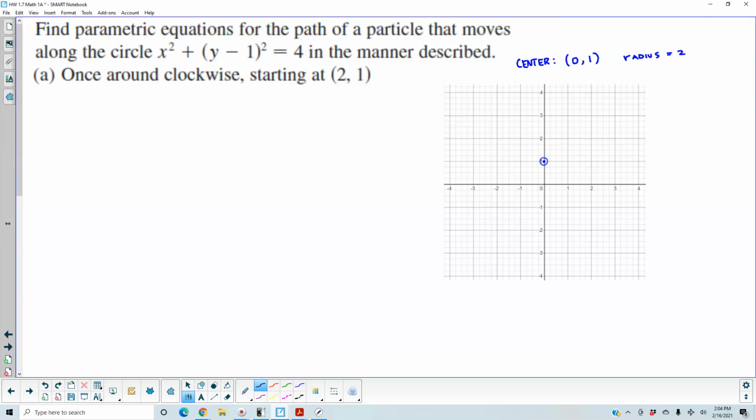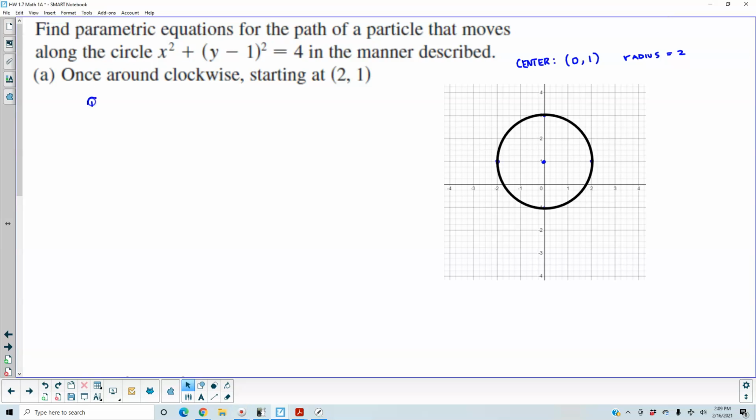So now let's draw a circle. We have a center at (0, 1) and a radius of 2. So there is our circle with center (0, 1) and a radius of 2. For part A, we want to describe the motion once around clockwise starting at (2, 1). So if this is where (2, 1) is located, we're going to go clockwise around the circle.